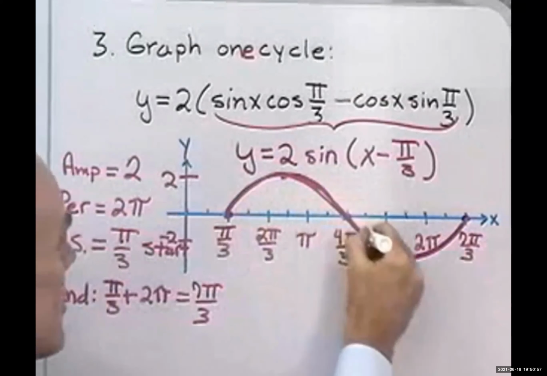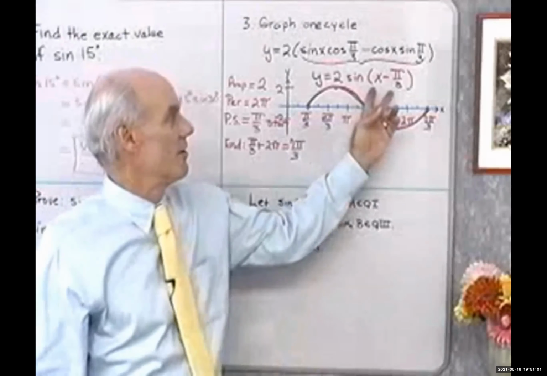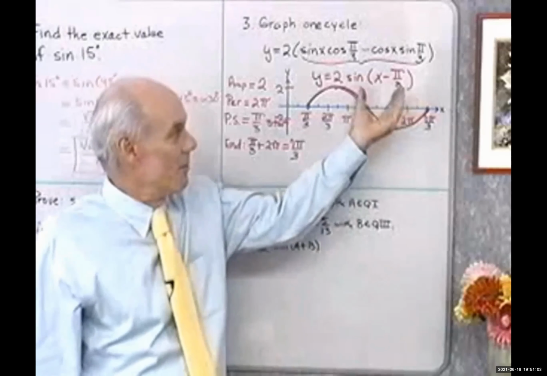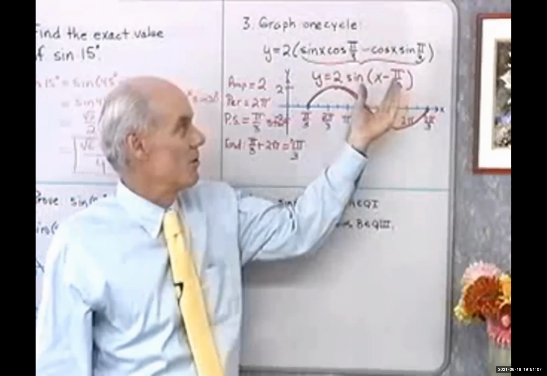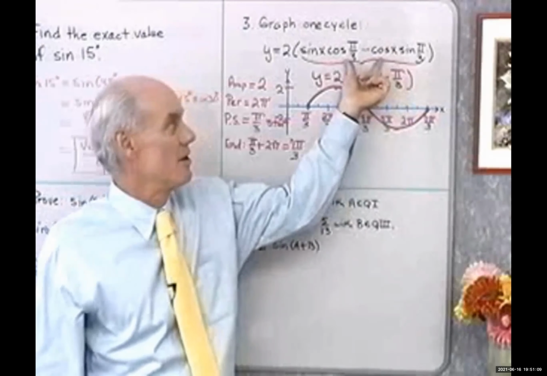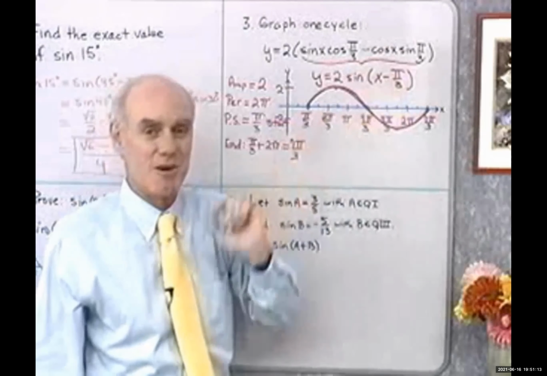There we go. So there's one complete cycle of y equals 2 sine(x minus pi over 3), which is the compact form of this expression right here. So I've used my expansion formula in the other direction. Given the expanded form right here, I compact it down to this expression. Let's try one more problem.